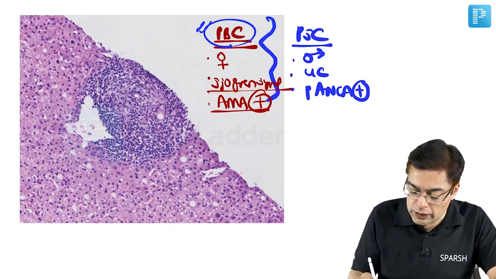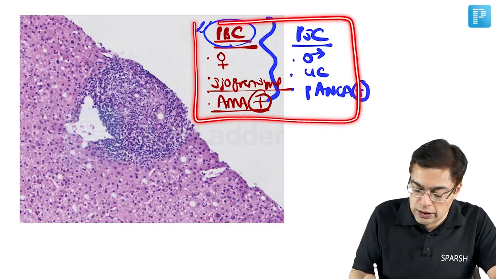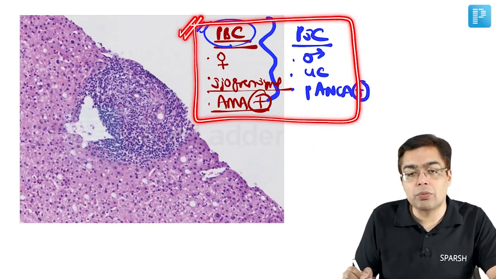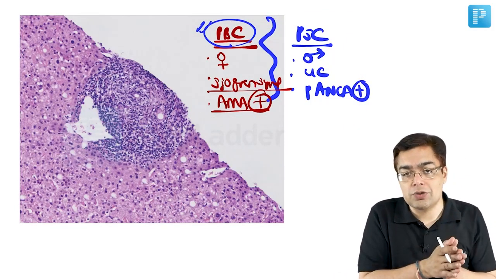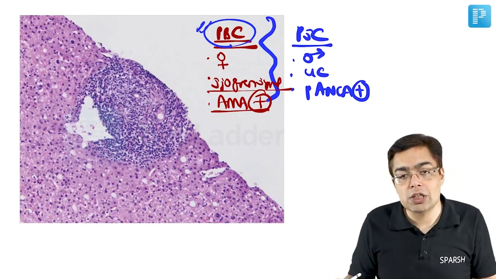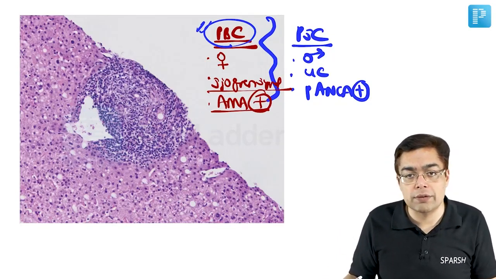So the differentiation between primary biliary cirrhosis and primary sclerosing cholangitis is going to be extremely important for differentiating between questions based on some kind of clinical history and having a common manifestation in the form of development of an obstructive jaundice.